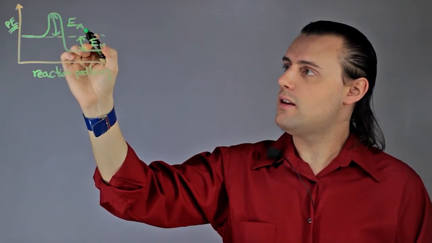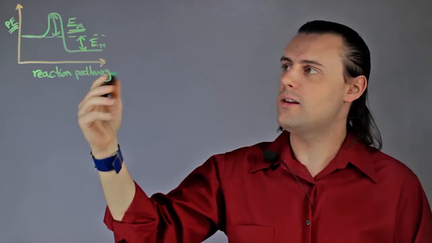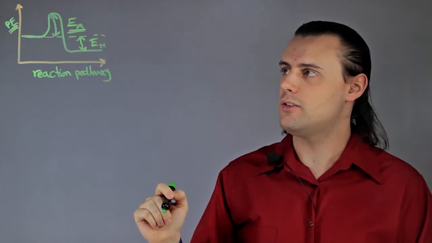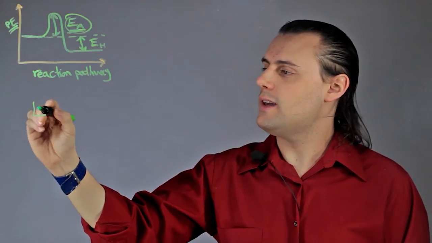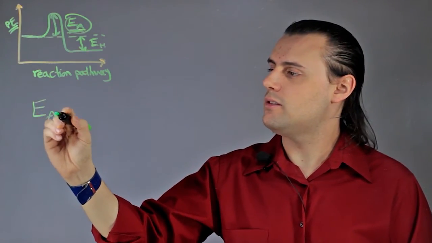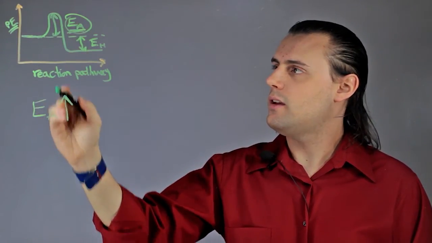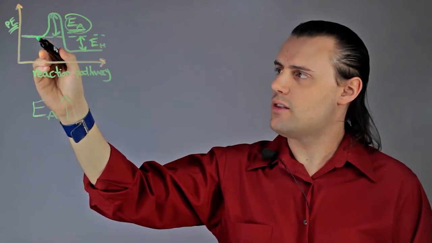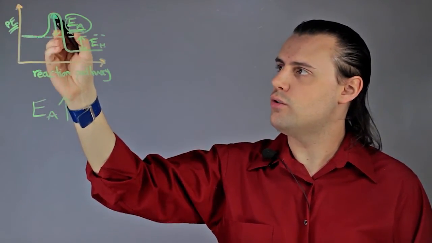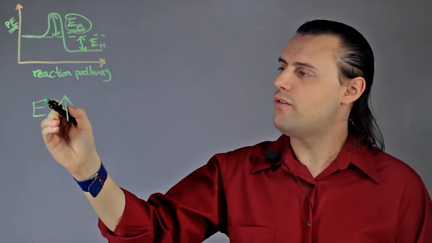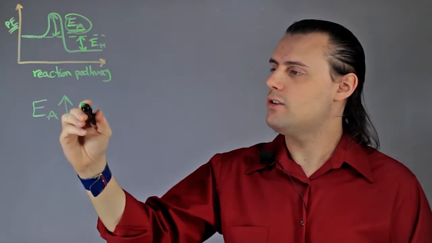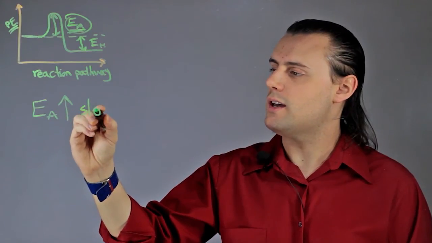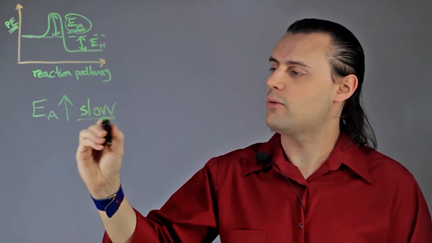And if we want to characterize how quickly or how slowly a reaction occurs, we just have to look at the activation energy. When the activation energy is very high, that means the reaction requires a lot of energy to follow through. So when you have a high activation energy, you're generally going to have a slow exothermic reaction.